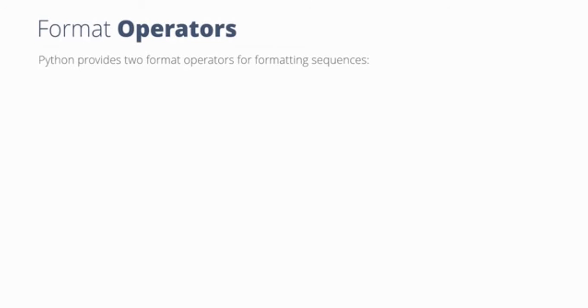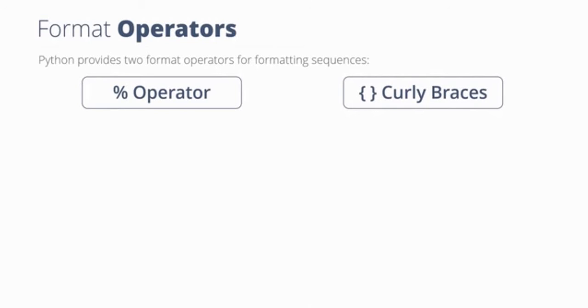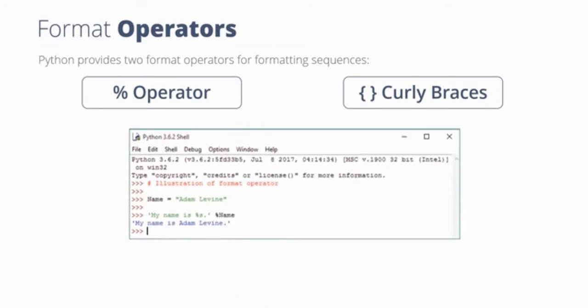Python provides two format operators for formatting sequences: percentage operator and curly braces. Format operator is used to format integers and strings. The percentage symbol is used as a format operator. When the percentage operator is applied to the integers, it is known as modulus operator. And when the first operand is a string, the percentage operator is known as the format operator. The first operand is the format string, which contains one or more format sequences that specify how the second operand is formatted and return a string. The percentage %d represents the modulus operator, where d is the decimal value which formats the integer.